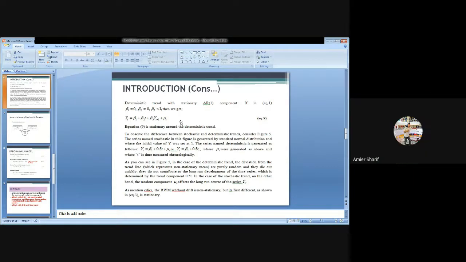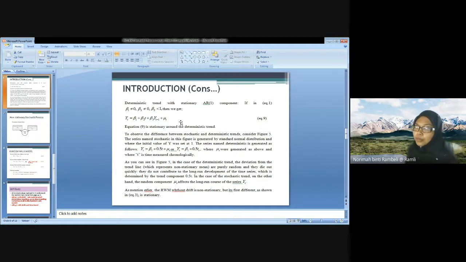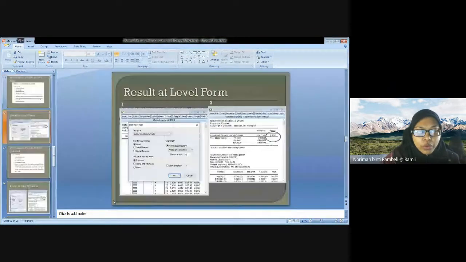Okay, ada soalan? Do you have any other problem? Okay, so when you successfully understand or can imagine what the random walk model is about, so when you go to unit root test, you know what you are doing. You know what the computer did for you. At least you know something. Sebelum ni klik-klik je kan? Am I right?